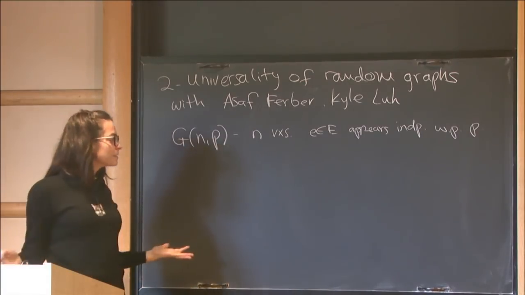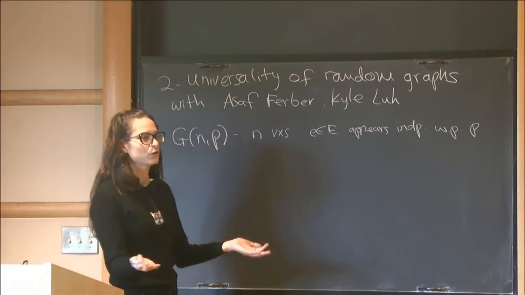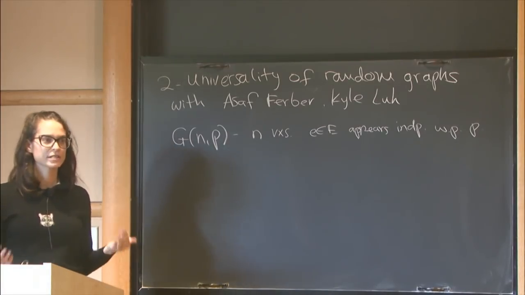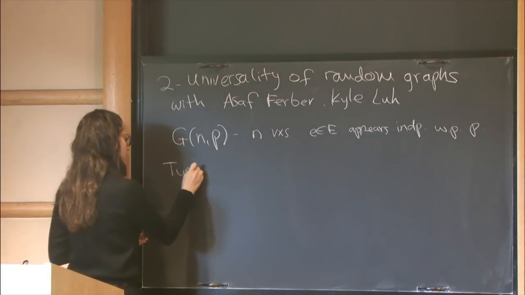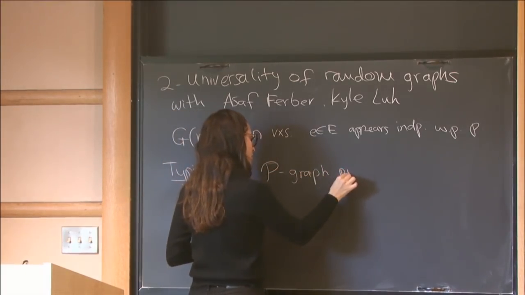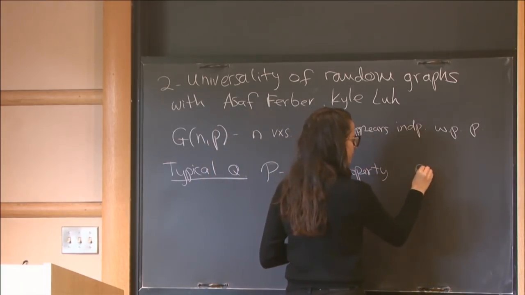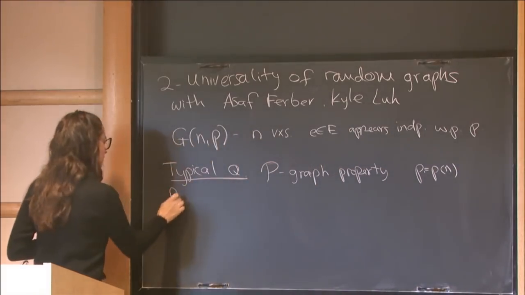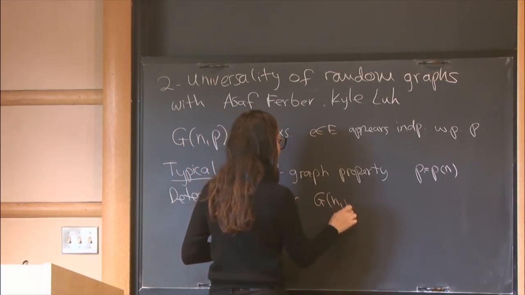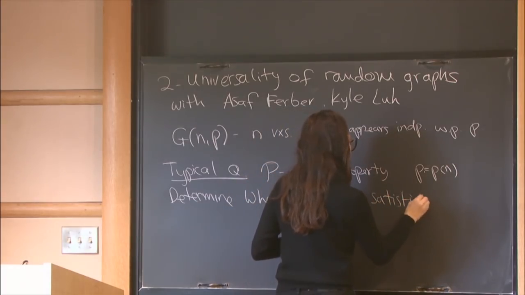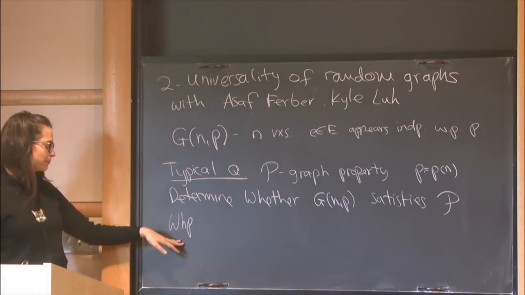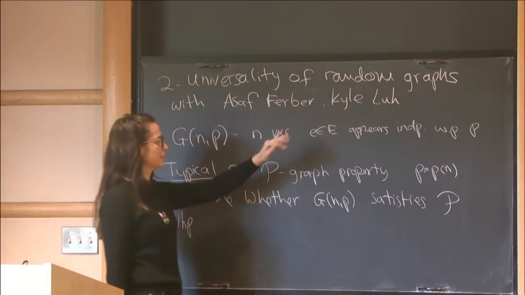So perhaps the most typical question in this field is: think about your favorite graph property, and now I want to ask for which values of p G(n,p) satisfies this property with high probability. So we have some graph property, and we have p, which can again be a function of n. Determine whether G(n,p) satisfies this graph property with high probability. And when I say with high probability, I mean that the probability tends to 1 when n tends to infinity, because p can depend on n, of course.